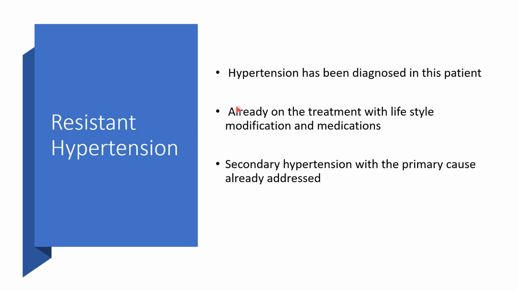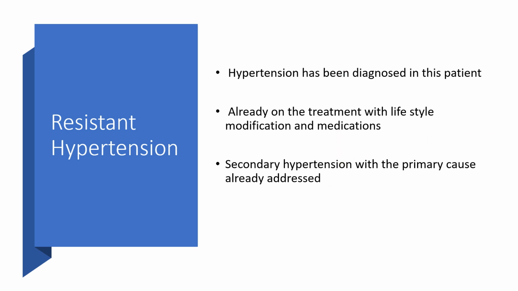Okay, now, hypertension has been diagnosed in this patient, already on the treatment, then lifestyle modification already put in place, then medication has been added on top of that. Then secondary hypertension with the primary cause already identified and treated. So you've done what you're supposed to do, right?